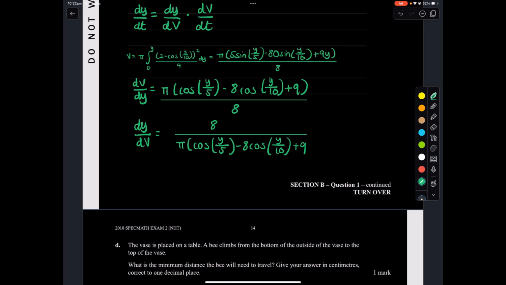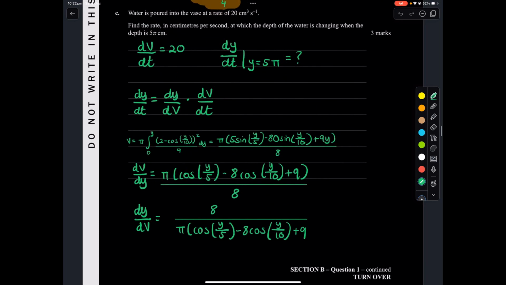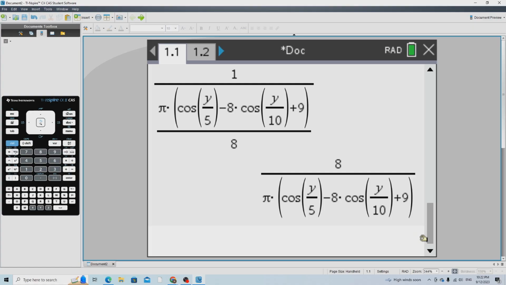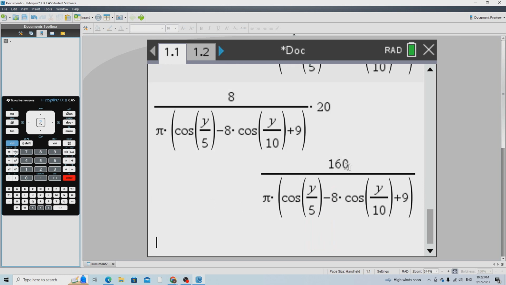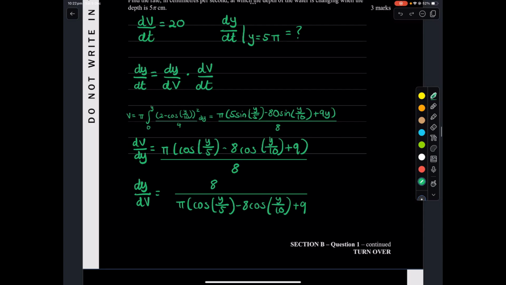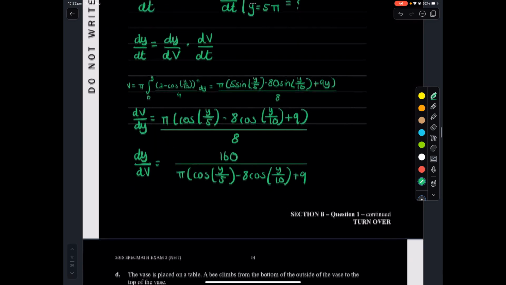There we go, and that's nice. So we've got dy/dV, and we just need to multiply it by dV/dt, which in this case is 20, and we then get dy/dt. So imagine multiplying this by 20. So let's go to our CAS, and what we're saying is we take this, and hence we just multiply it by 20. We get 160, pretty much the same thing. Just, yeah, 160 over here. Put 160 here. And pretty much that is it.